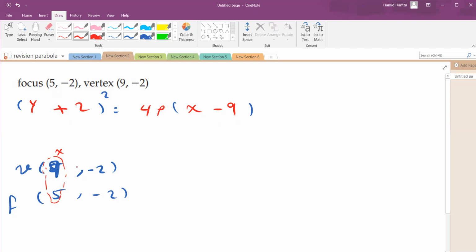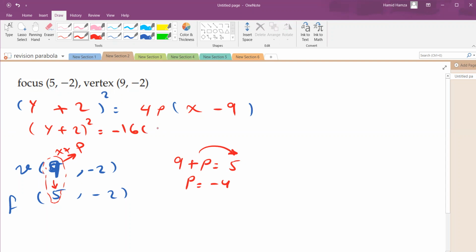If we add b to 9, we will get the focus. So 9 plus b equals 5. Okay, so b equals negative 4. Let's substitute here. So the equation will be (y plus 2) power 2 equals negative 16 (x minus 9). Very good.